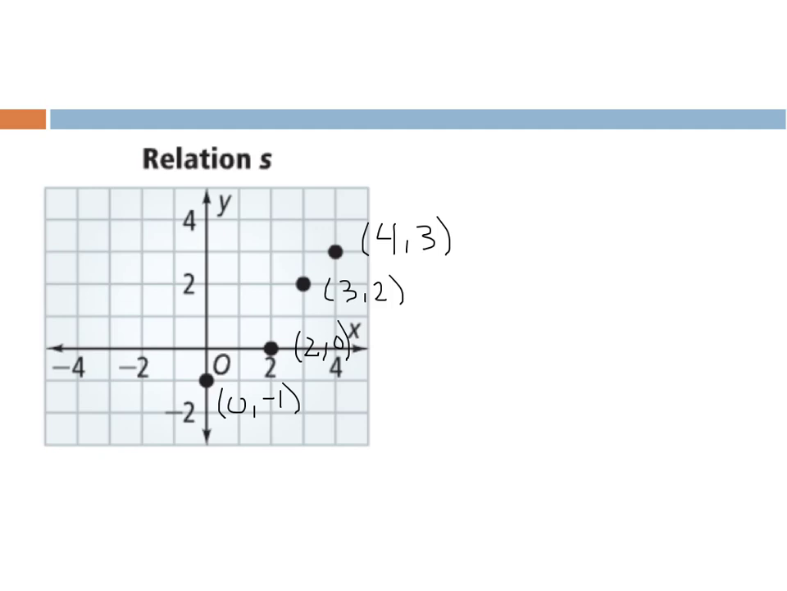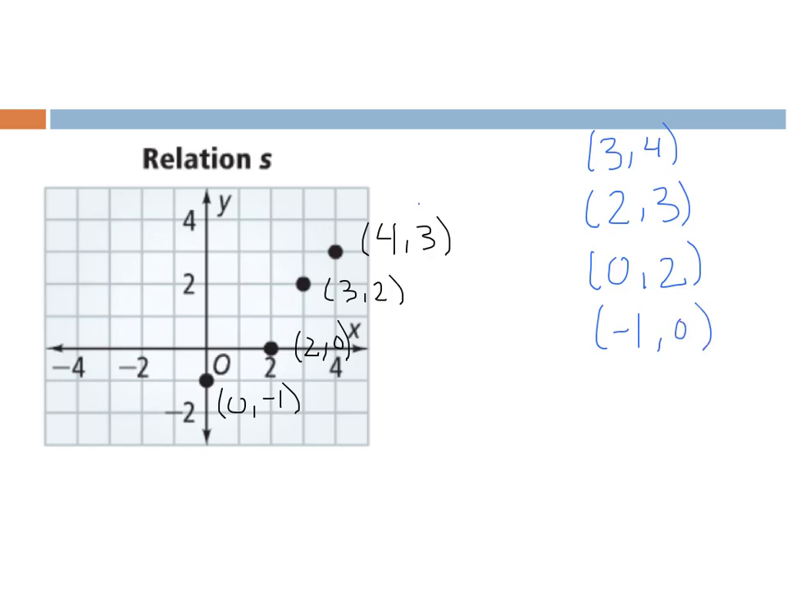So when I'm looking for the inverse, I'm going to write them over on the side. I just flip my x and y. So my first point here would be 3, 4. My second point would be 2, 3, and then 0, 2, and negative 1, 0. So once you find your points, then it's just all about plotting them.